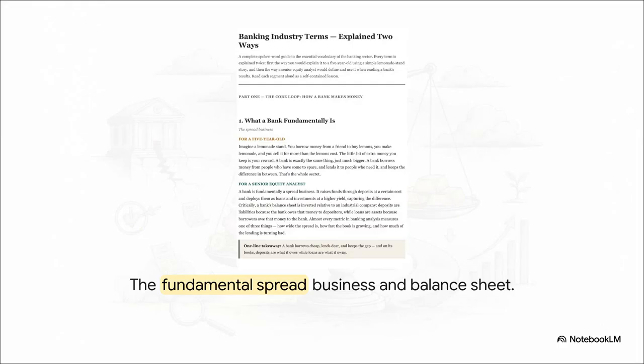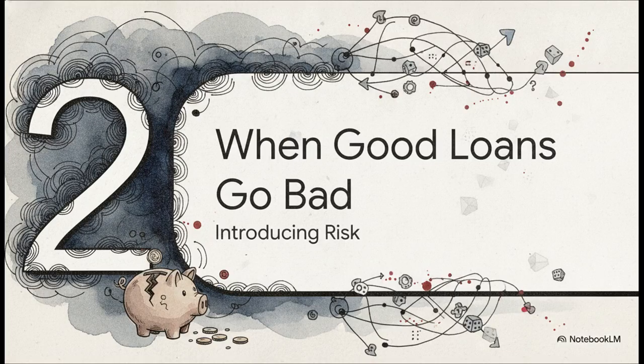The real mind bender here is how this completely inverts a normal company's books. For a bank, your deposits are actually their liabilities because, well, they owe that money back to you, the friendly depositor. Loans, on the flip side, are their assets because the borrowers owe that money back to the bank. Moving right along to Section 2, when good loans go bad. This is where we introduce risk into the equation.